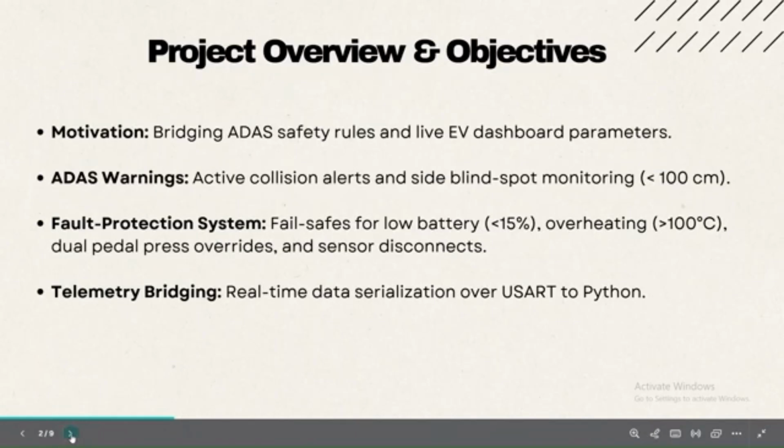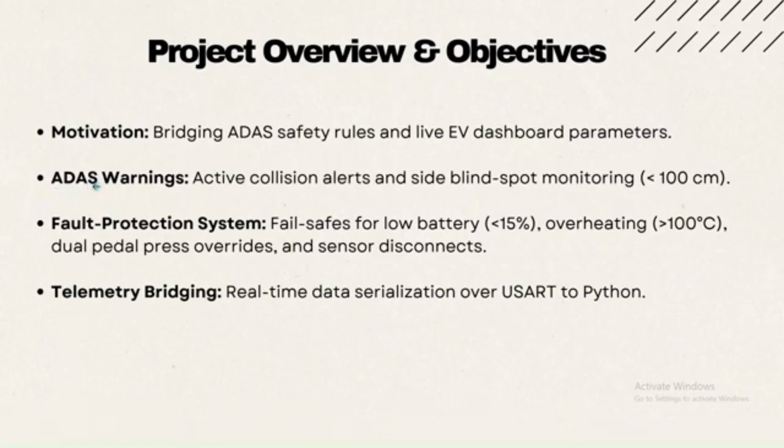In the modern EV industry, there is demand for integration between safety sensors and dashboard displays. My project implements three primary goals. The first one would be the ADAS warnings, where it uses ultrasonic range sensors. We have active side blind spot monitors and front collision warnings. It alerts and makes LED lights glow if an obstacle enters the safety boundary.